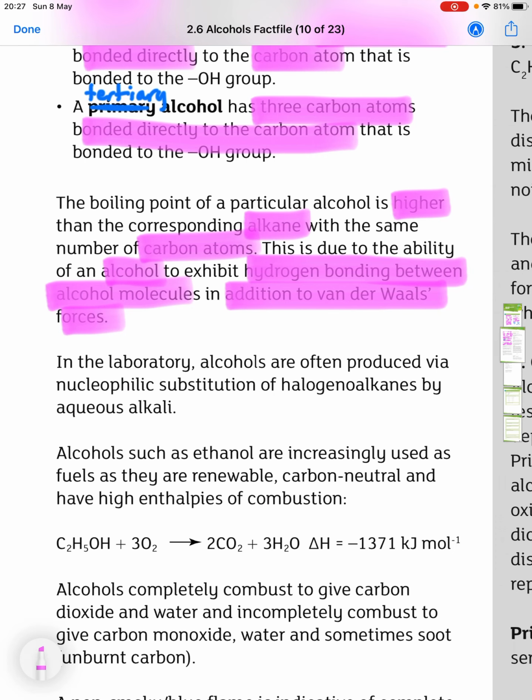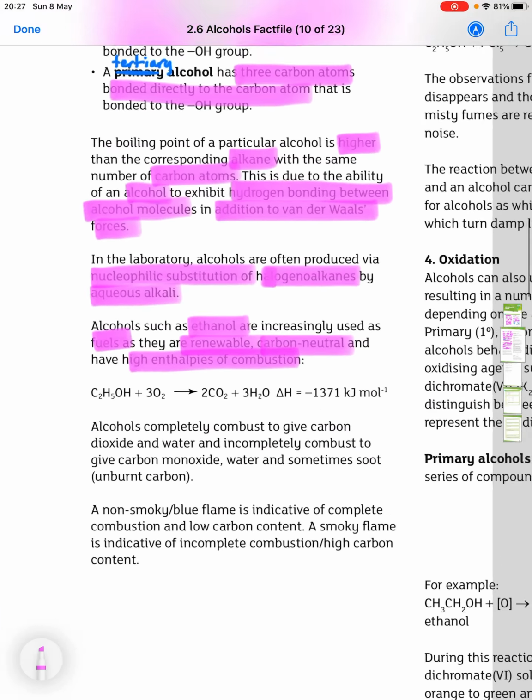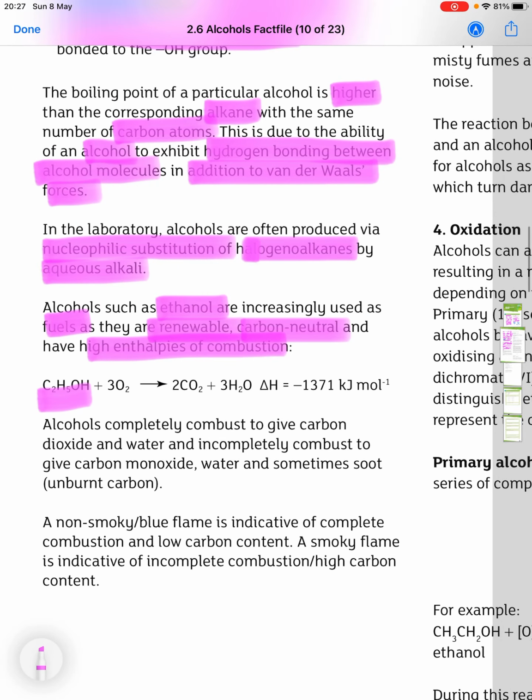So in the laboratory, alcohols are often produced by nucleophilic substitution of halogenoalkanes by aqueous alkali. So alcohols such as ethanol are increasingly used as fuels because they are renewable, they're carbon neutral, and they have high enthalpies of combustion. So the example here is the combustion of ethanol. They completely combust to give carbon dioxide and water, and incompletely combust to give carbon monoxide, water, and sometimes soot, which is just unburnt carbon.